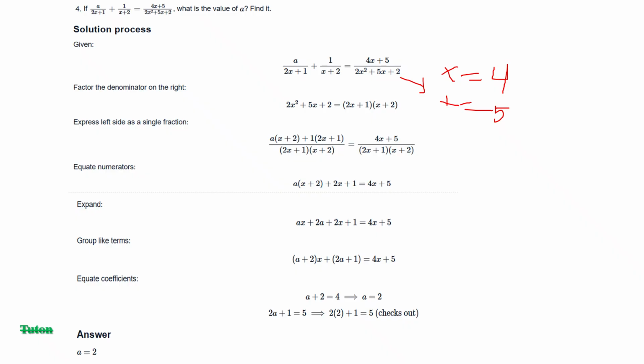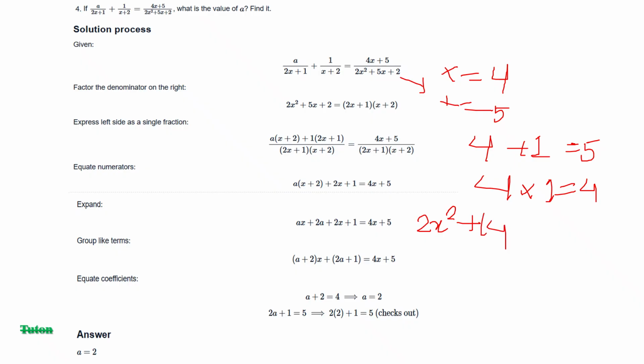Let us go on with the hit and trial method. Let us say the two numbers are 4 and 1. 4 and 1 added will make 5. Multiplying 4 and 1 would make 4. Here we have our two numbers. Now we factorize this term as 4 plus 1, x plus 2, 2x squared plus 4x plus x plus 2.